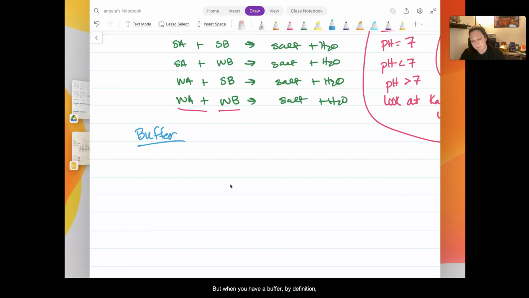But when you have a buffer, by definition, you either have a weak acid or a weak base, either or. One of them has to be weak. And it's salt.